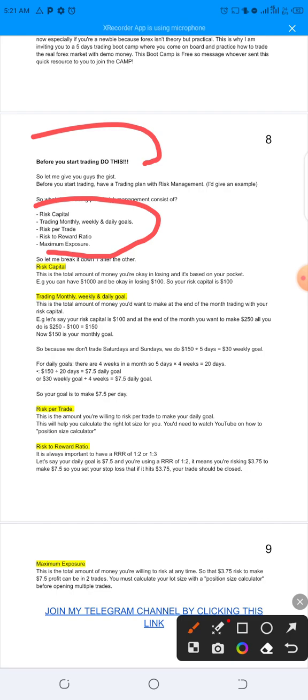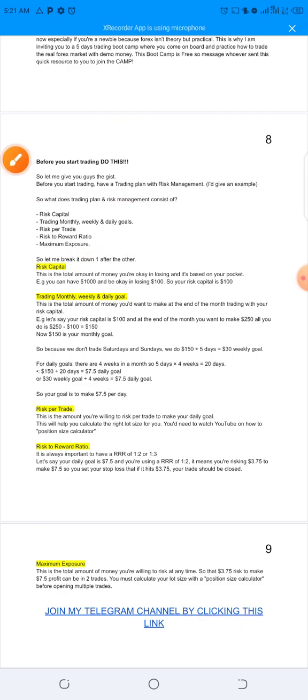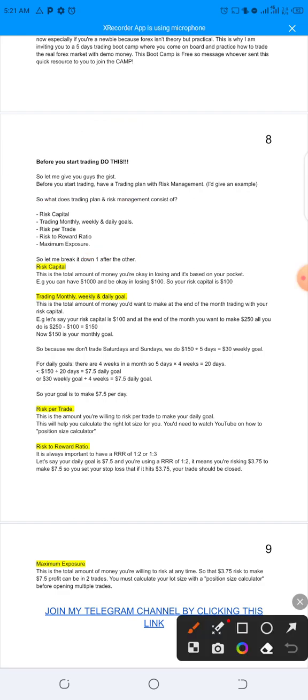Also, in that previous video, I told you to trade like a casino. Always have it at the back of your mind that you are trading to make profit. You are not just trading for trading's sake. Because of that, this is where the second point comes in, which is your monthly, weekly, and daily trading goals. This is how I explained it over here. This is the total amount of money you would want to make at the end of the month trading with your risk capital. Like I said, risk capital is the amount.